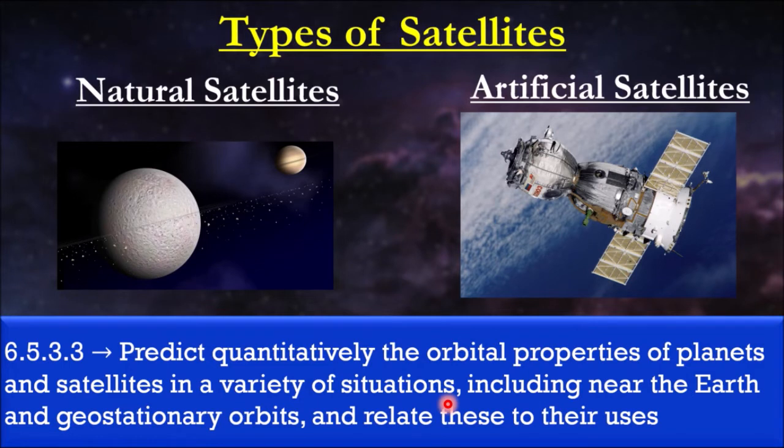Okay, so we'll go to our first point of this lesson, and that's to look at the types of applications of near-Earth orbits and geostationary orbits, and try and relate them to their uses. Note here we are looking at satellites. Now, satellites could mean anything that orbits around another larger object. So our moon would be a natural satellite, and then the kind of satellites like the International Space Station, we call those artificial satellites.